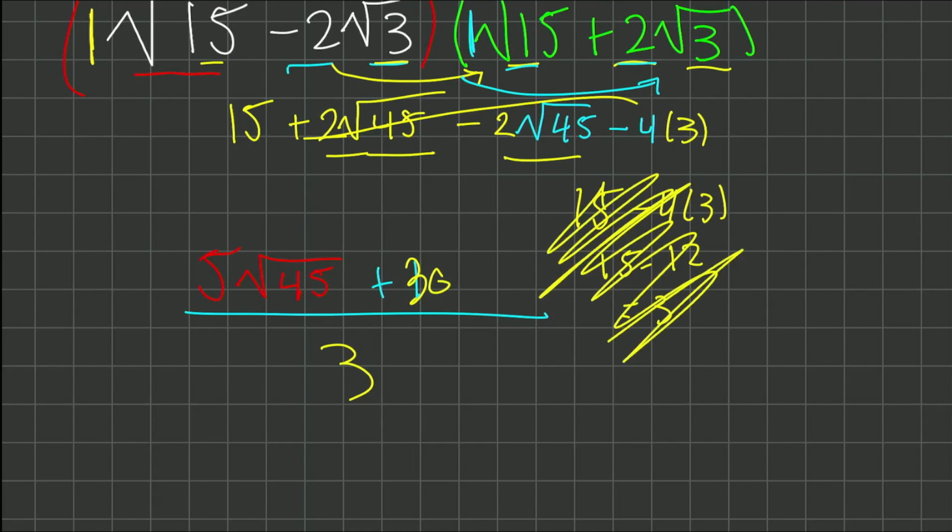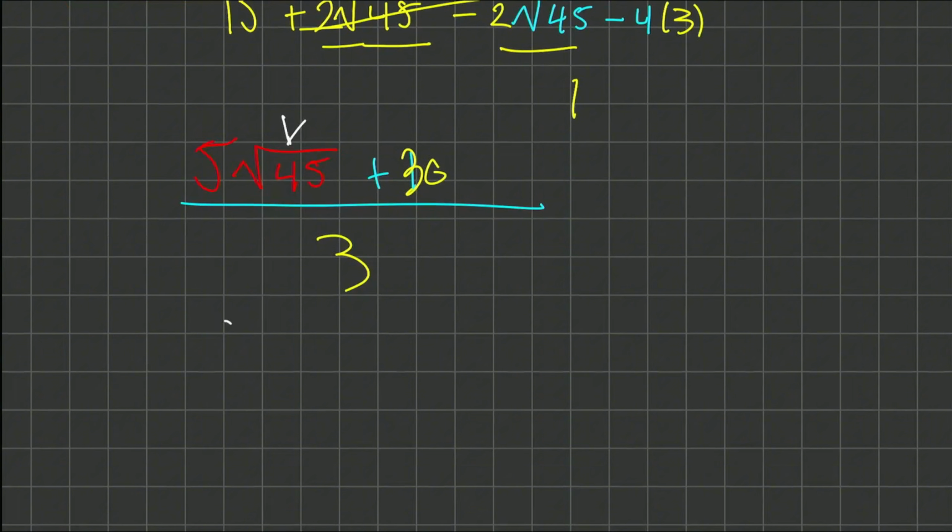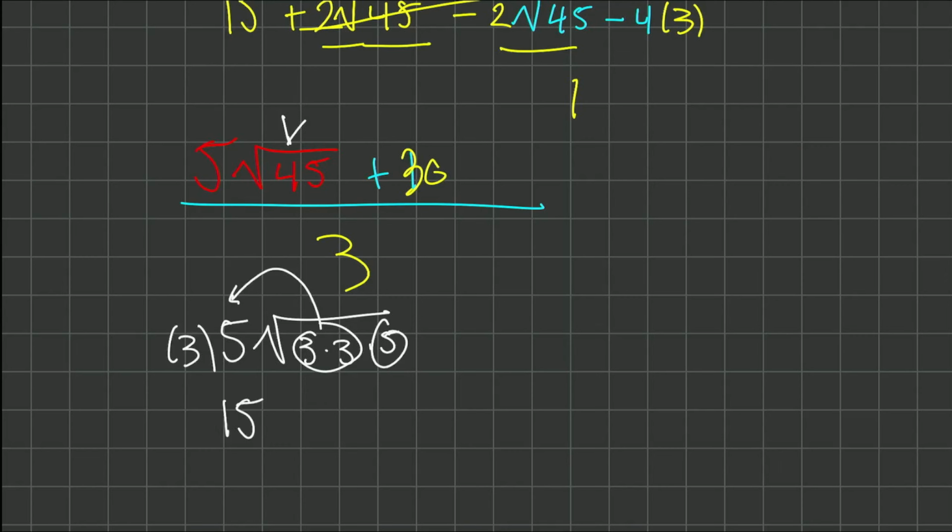And now, what we have here is this. Except this is not fully simplified yet. Because 45 can be broken down still. So let's break down this 45. 45 can be broken down into 3 times 3 times 5. 3 times 5 is 15. 15 times 3 is 45. We're bringing out this group here, and we get 5 times 3. That gives us 15, and whatever is left inside our root is root 5.